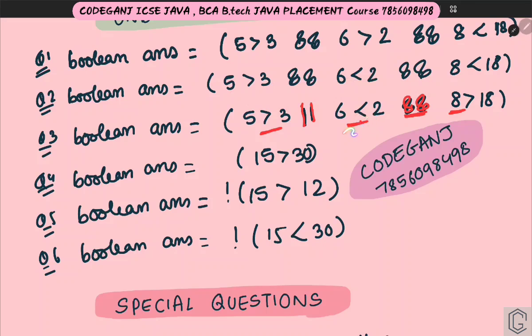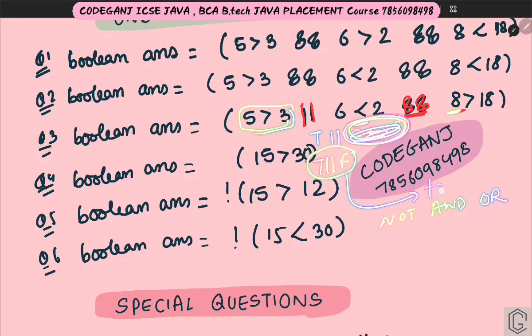Cool. Now you have something called or also, and this also. So this is 5 greater than 3. This condition is true. 6 less than 2, this condition is false. And 8 greater than, this condition is false. So first you have to solve not, but there is no not. Then you have to solve and, then you have to solve or. So first you have to solve and. In and, if any one you get false, this whole will become false. So this is true or false. And now in or, this will give you true, because how does or work? Or works like if any one condition is true, it will give you true. So your answer will be true.